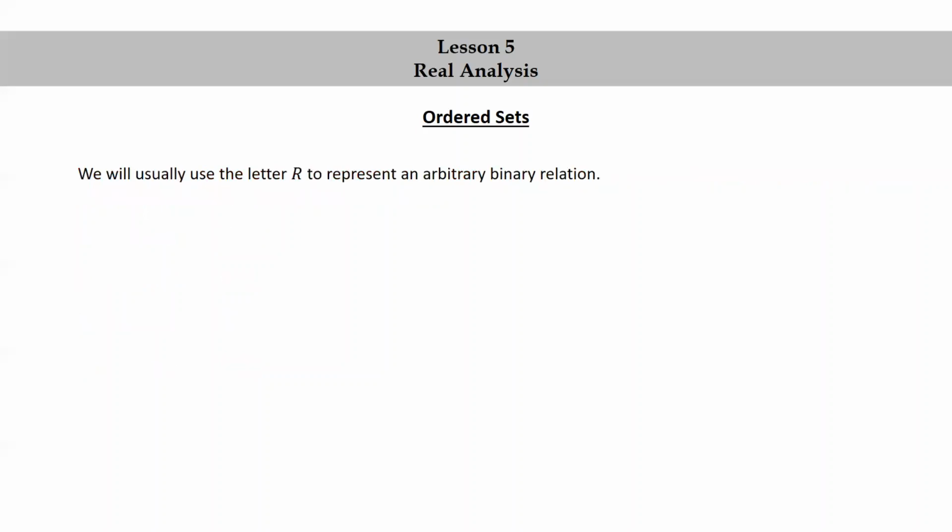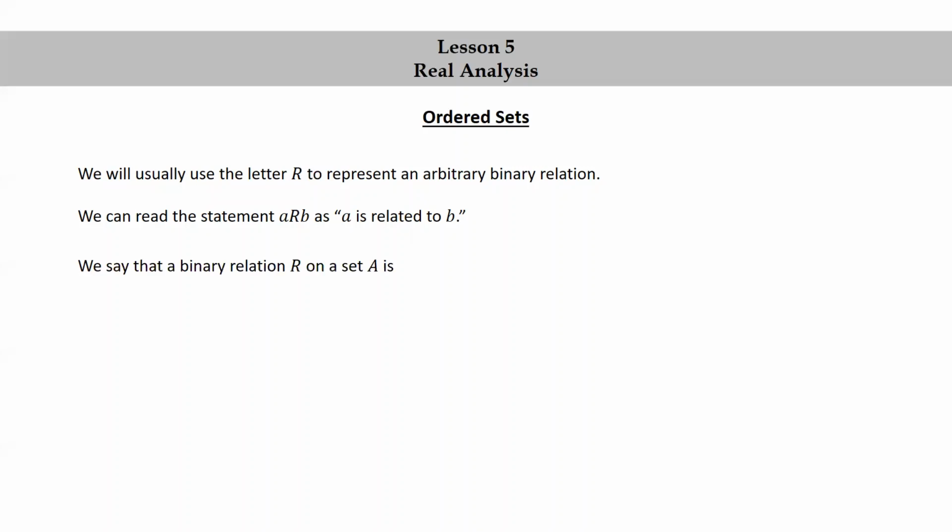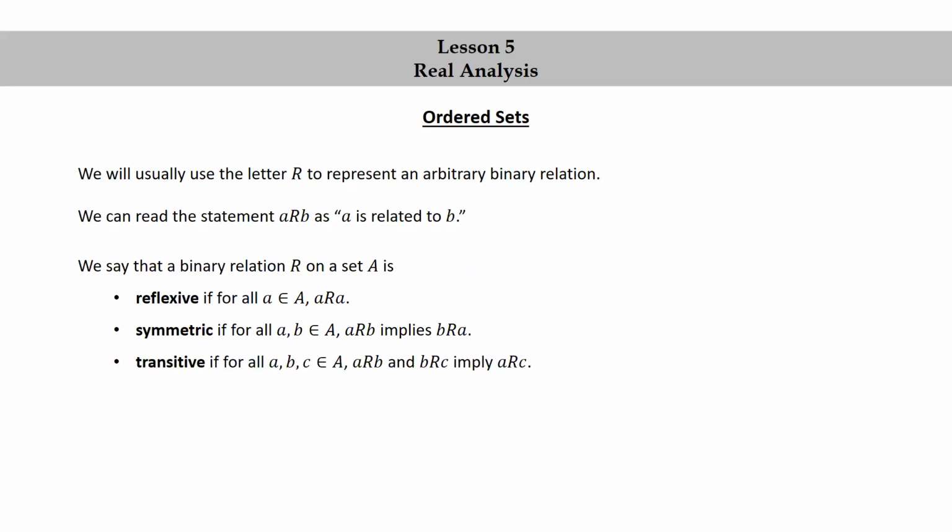We will usually use the letter capital R to represent an arbitrary binary relation. We can read the statement a R b as a is related to b. We say that a binary relation R on a set A is reflexive if for all a in A, a is related to a. Symmetric if for all a, b in A, a related to b implies b related to a. Transitive if for all a, b, c in A, a related to b and b related to c imply a is related to c.